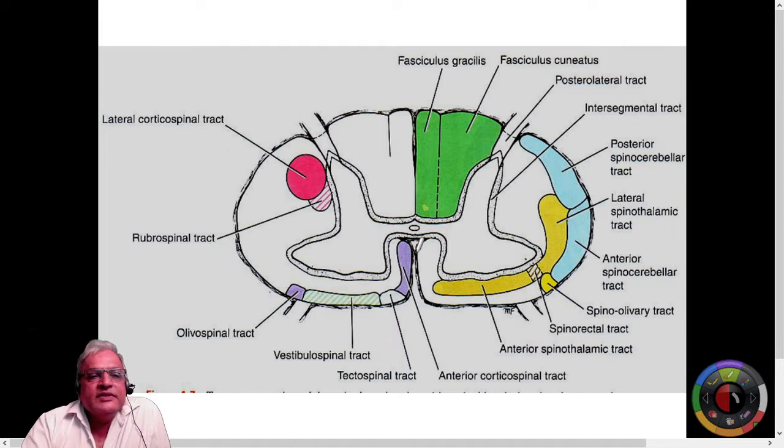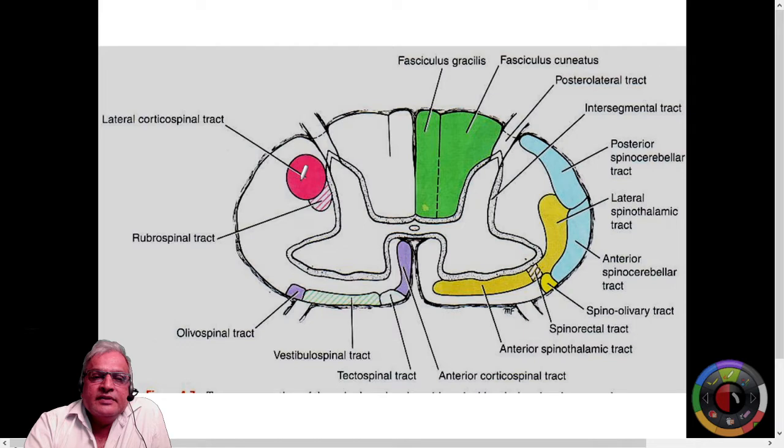Then the fibers that come down from the cortex are the lateral corticospinal tract. Then you have a rubrospinal tract, then a vestibulospinal tract, and a tectospinal tract. The existence of an olivospinal tract is a big question mark. We don't know. And this again is the anterior corticospinal tract.